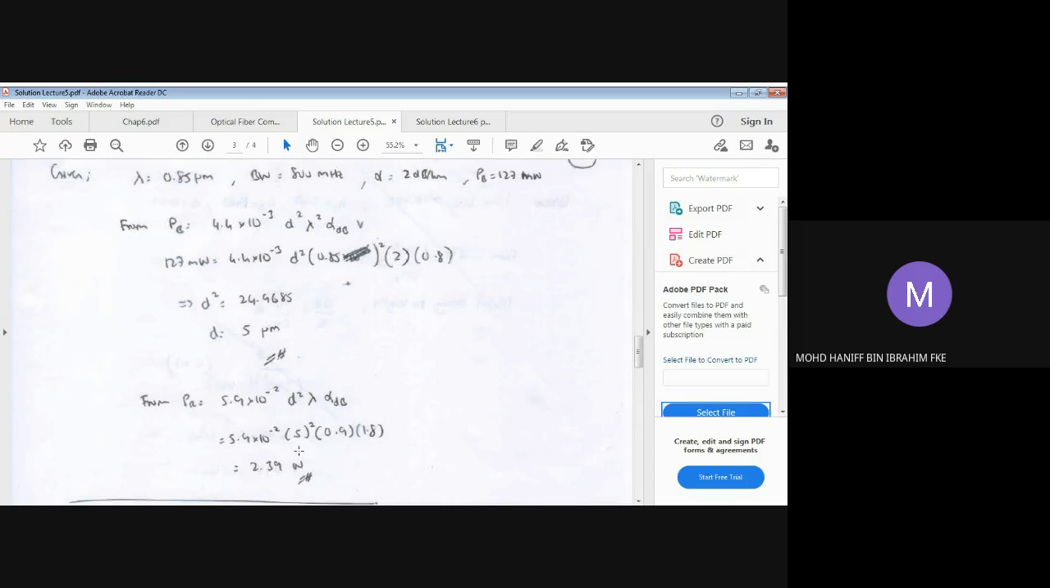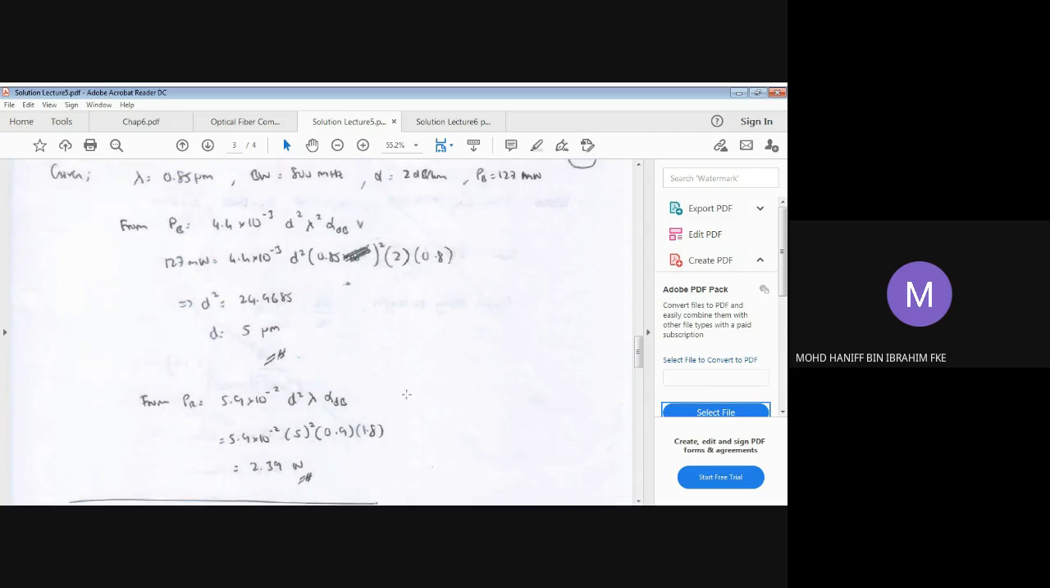So we're going to have D is 5, lambda is 0.9, and alpha is 1.8, as stated in the question. From this, we can calculate that the threshold power for the stimulated Raman scattering, SRS, is 2.39 watt.